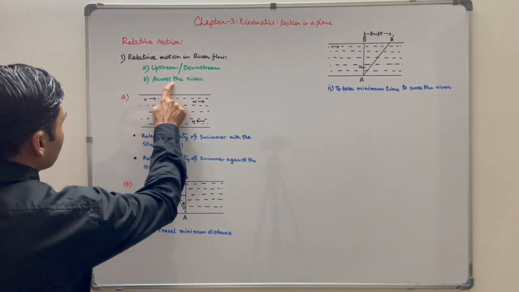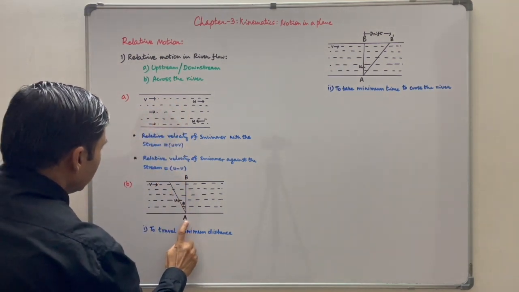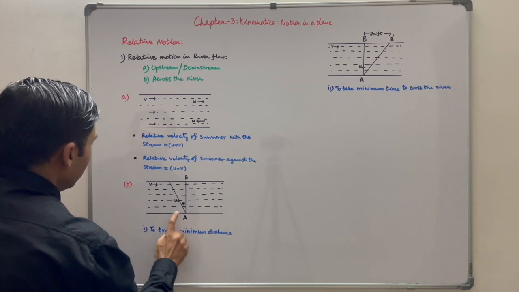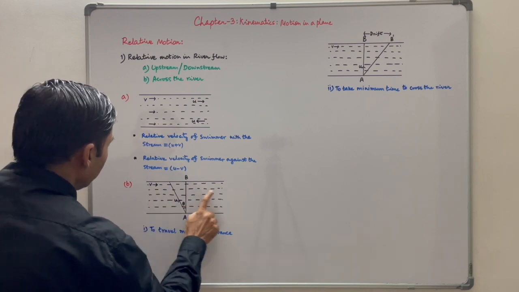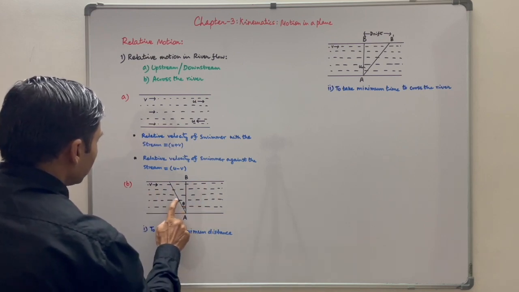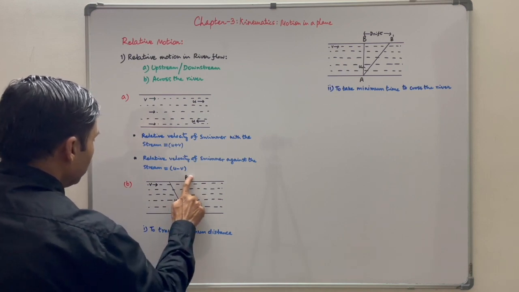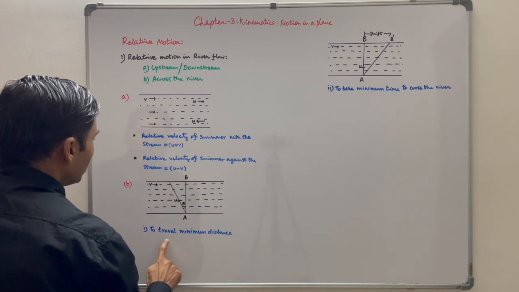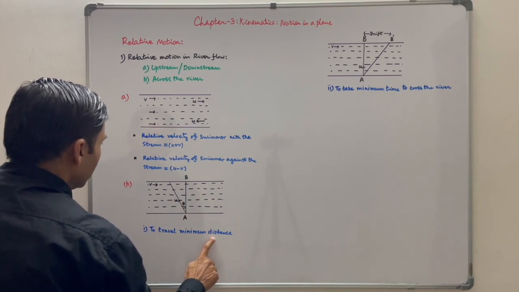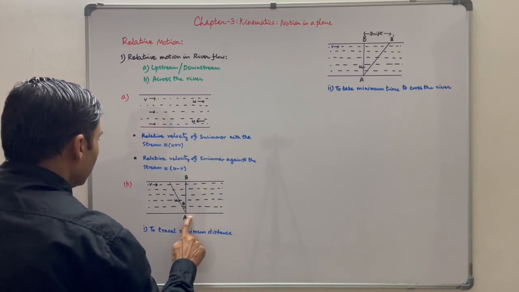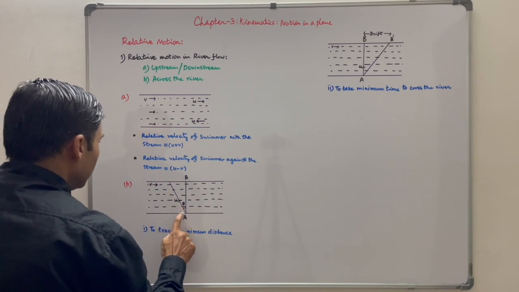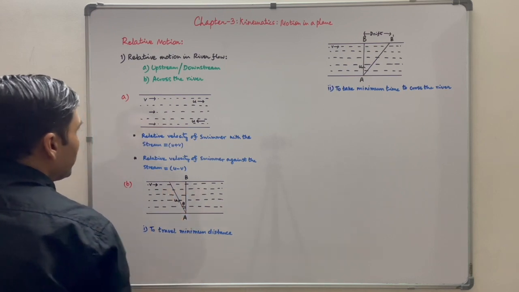Second case, across the river. Suppose the swimmer is standing at point A. The river is flowing with velocity v. The swimmer can swim with velocity u. The swimmer wants to end up at point B. That means he or she wants to travel minimum distance. Then the swimmer should start swimming at an angle theta with line AB.